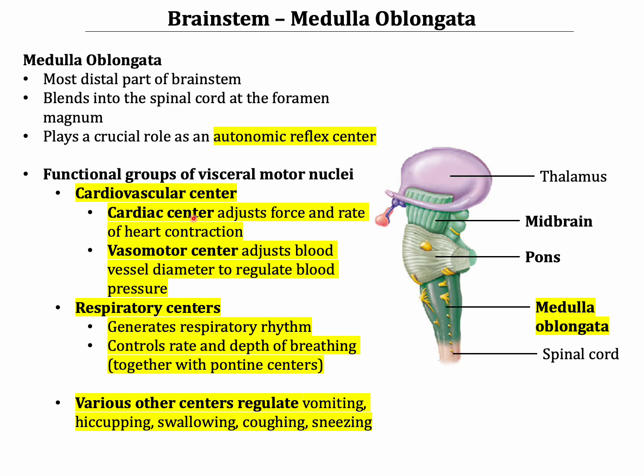For the cardiovascular centers, we can identify a cardiac and a vasomotor center. The cardiac center adjusts the force and rate of heart contraction. So at rest, it's going to establish a nice normal heart rate, normal force of contraction. It can be altered depending if we're in a sympathetic state or not. Then the vasomotor center is going to regulate or adjust blood vessel diameter, which in turn impacts blood pressure. Then for respiratory centers, it generates a rhythmic respiratory rate, the rate of breaths, but also the depth of breathing as well.